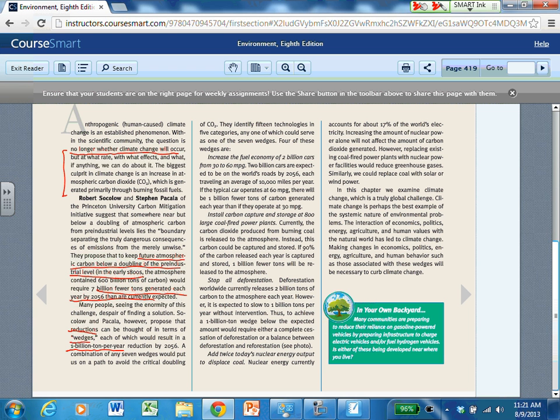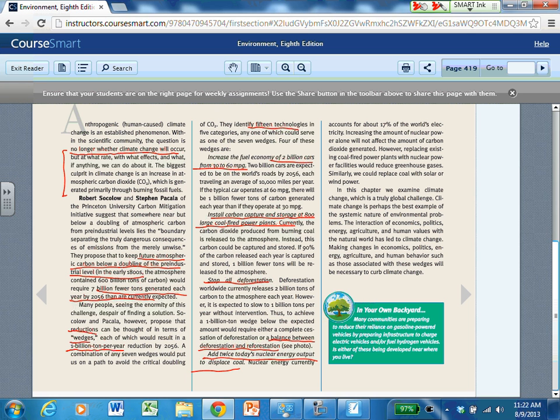There's 15 technologies that can already do that. 2 billion cars from 30 to 60 is an example, 30 to 60 miles per gallon. Install carbon capture and storage at 800 large coal-fired power plants. Stop all deforestation. Actually, probably a combination of deforestation and reforestation. Oh, it says that right here. Balance between deforestation and reforestation. Add twice today's nuclear energy output to displace coal.